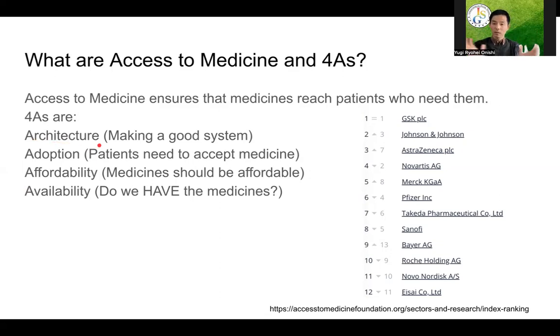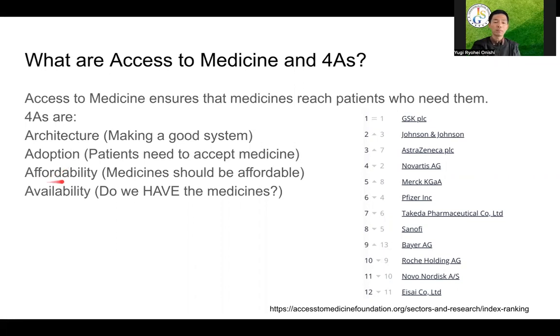Architecture means a system. We need a good system to provide medicines, okay? For example, we have WHO. That's a good system. But if we do not have a good system, we cannot provide the medicine to people. Next is adoption. Adoption means to accept that we need medicine, right? So adoption is almost the same as education. Education to change people so that they will get the medicines, right?